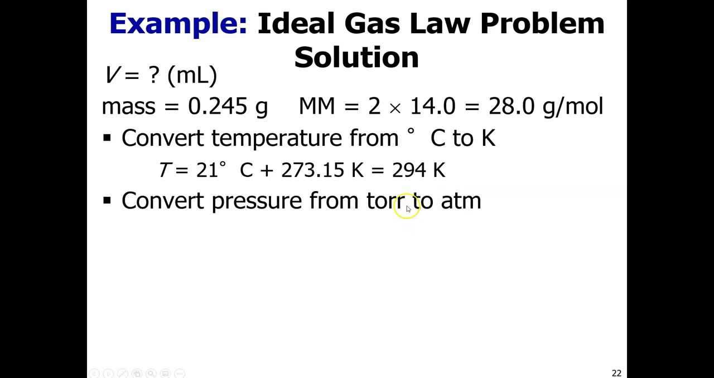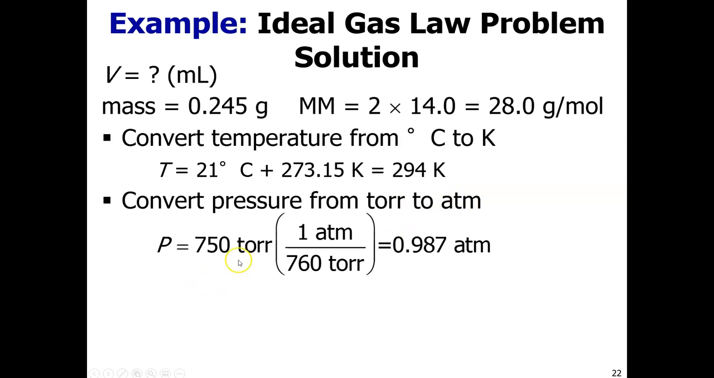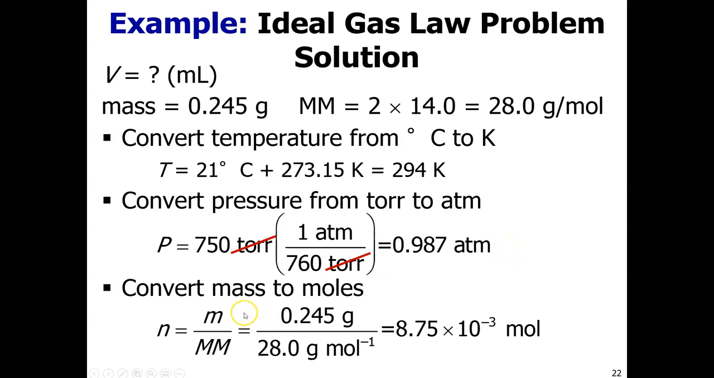Convert pressure from torr to atmospheres. 750 torr, and 1 atmosphere is equal to 760 torr, so I can cancel those units out, giving just under 1 atmosphere. And then convert mass to moles. So for this compound, I have the mass, I have 0.245 grams.